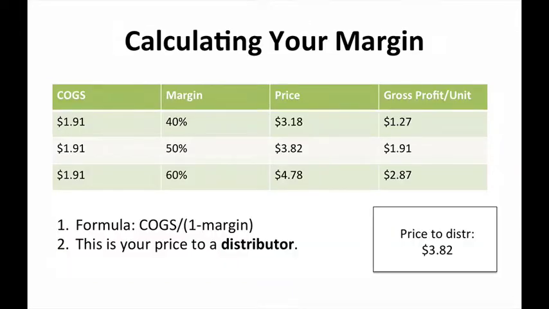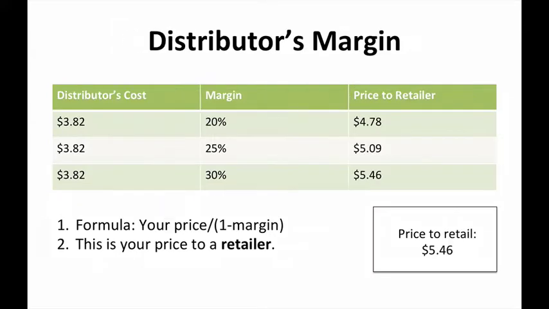Calculate your margin at 40 to 60%. That's your cost of goods divided by 1 minus your margin. Your margin is a decimal point. So for 60% margin, that's 0.60. And that's your price to a distributor, $3.82 with a 50% margin.